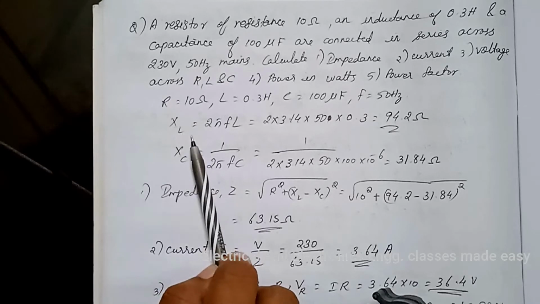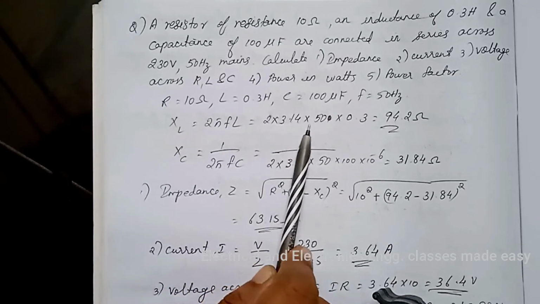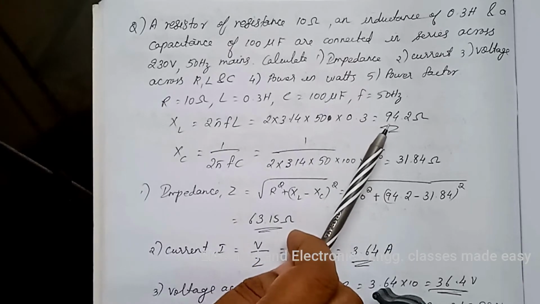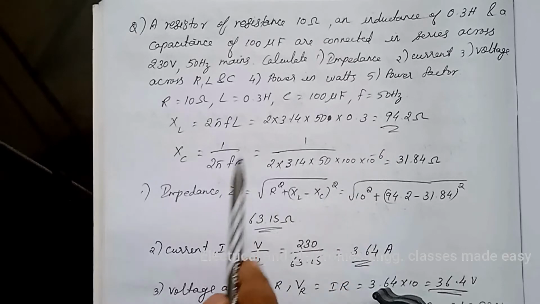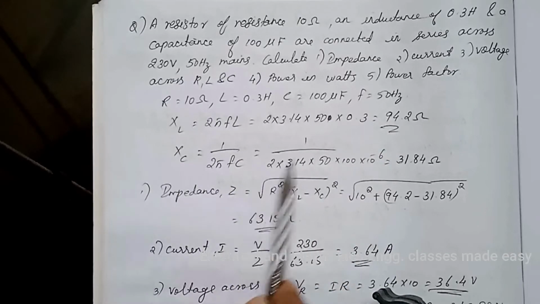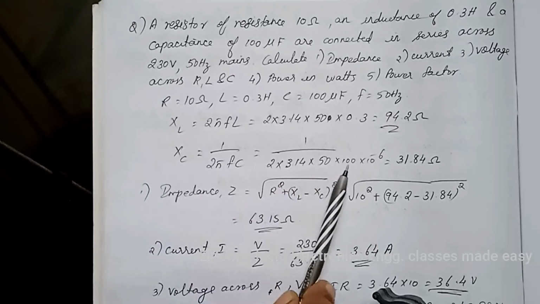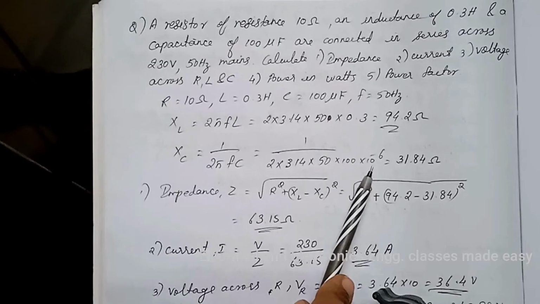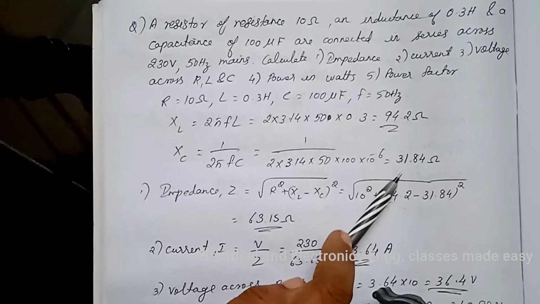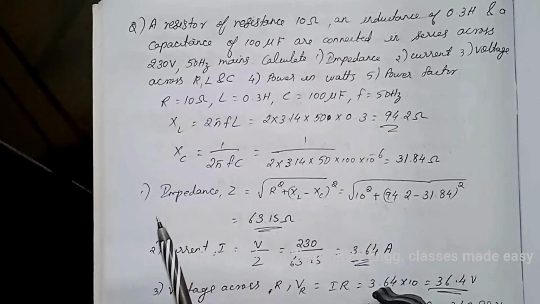Inductive reactance XL is equal to 2 pi fL, that is 2 into 3.14 into 50 into 0.3 equal to 94.2 ohm, and XC is equal to 1 by 2 pi fC equal to 1 by 2 into 3.14 into 50 into 100 into 10 raised to minus 6 equal to 31.84 ohm.